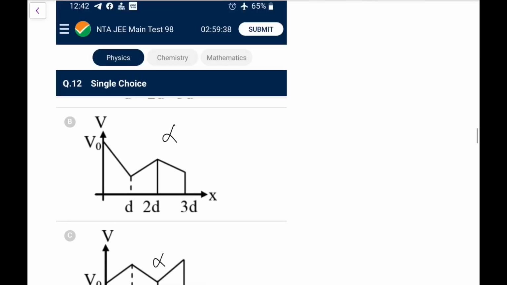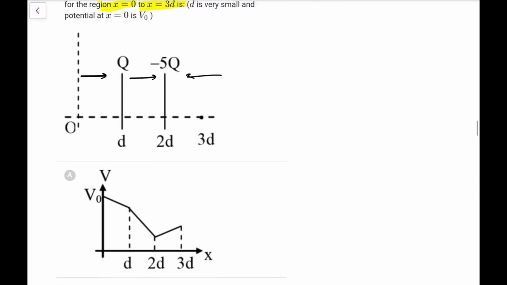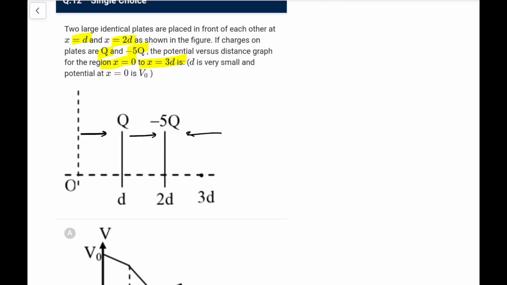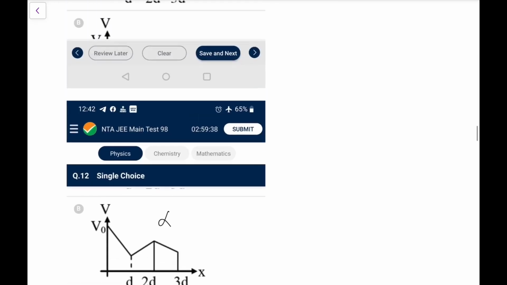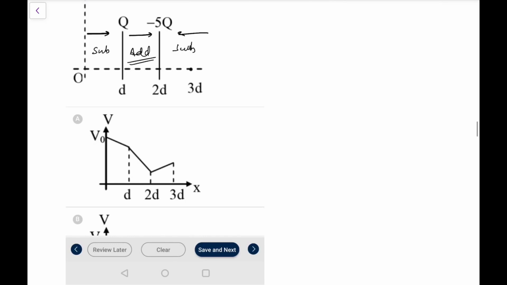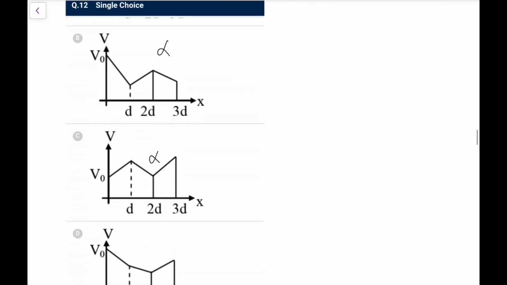So we are left with two choices, A and D. Now between A and D, how to make it out? I can directly say here the fields subtract, here the fields subtract, but here the fields add. So here the field is stronger, so the potential gradient would be more. So in A and D you can make it out. In D, the potential gradient is less here, here it is more. So I will go for option A in this particular case.